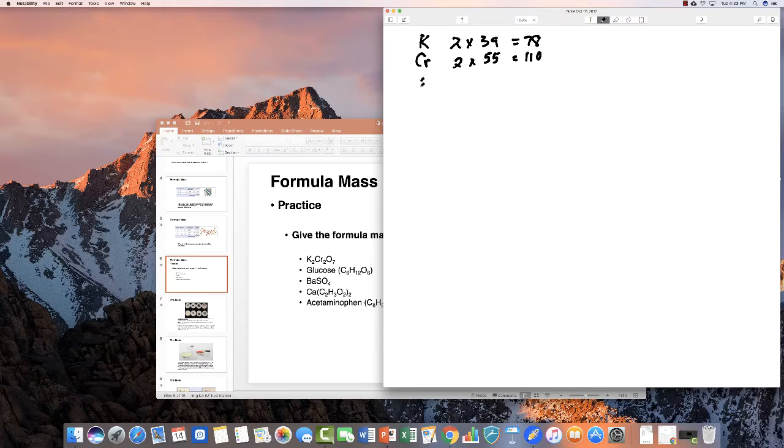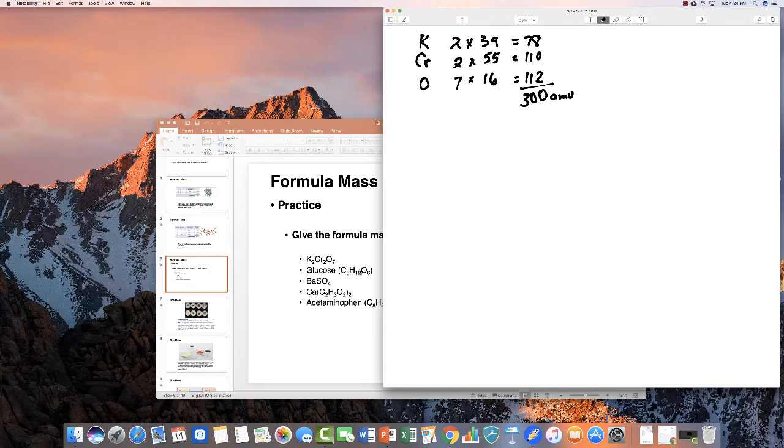And oxygen, which is 16, we already did that before. 7 times 16 is 112. And so the molecular mass of this is going to be 300 AMU.